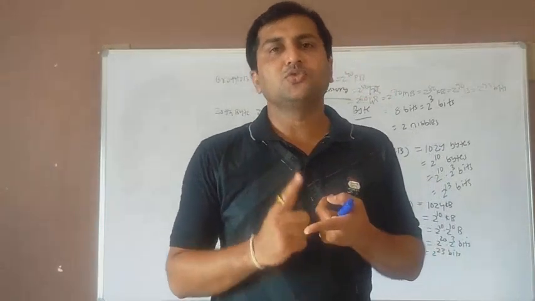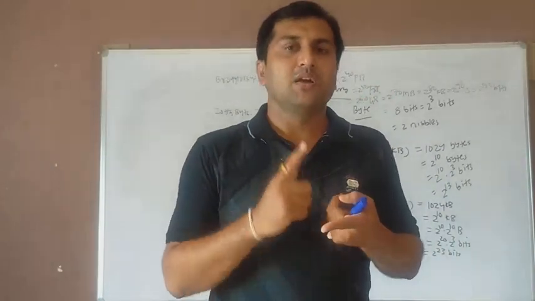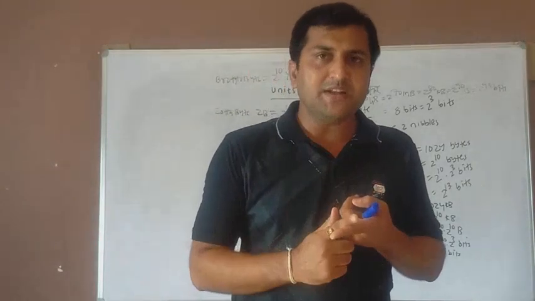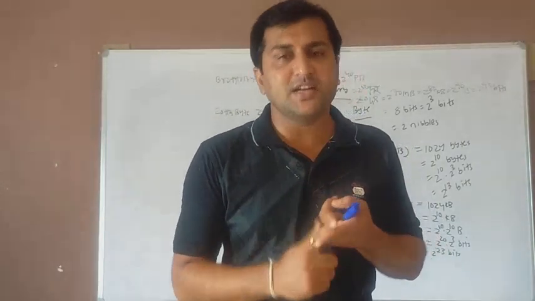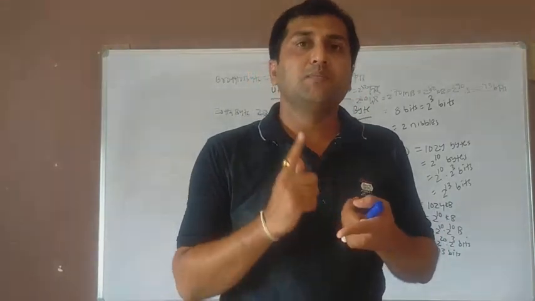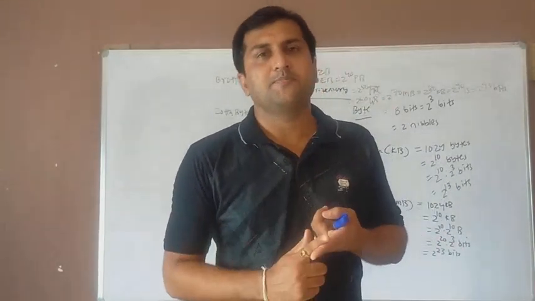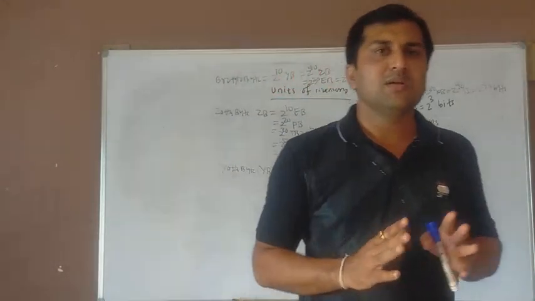1 zettabyte, 2 to the power 10 EB. 1 yottabyte, 2 to the power 10 ZB. 1 brontobyte, 2 to the power 10 YB. This is all about your memory units.